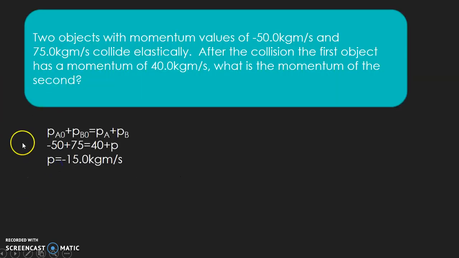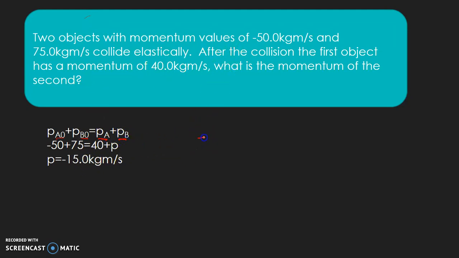The next one states: two objects with momentum values of negative 50.0 kilogram meters per second and 75.0 kilogram meters per second collide elastically. After the collision, the first object has a momentum of 40.0 kilogram meters per second. What is the momentum of the second? So another way to write those formulas again is just using the momentum. The initial momentum of object A plus the initial momentum of object B equals the final momentum of object A plus the final momentum of object B.